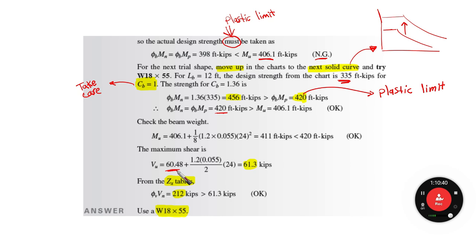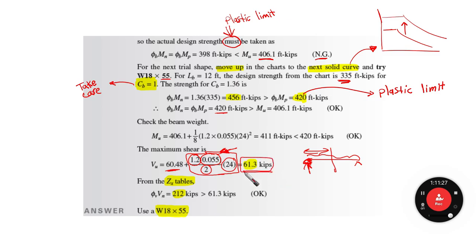This is 60.48 plus 1.2 times 0.055 over 2 times 24, which is the total length of this beam. 1.2, again, is the load combination factor for dead load. 0.055 is the self-weight per unit length of this shape, which is 55 pounds per foot length, and over 2 means that we are having the distributed load reaction for half of the length, because we are talking about the reaction, for example, on the left. So it is going to give us 61.3 kips.